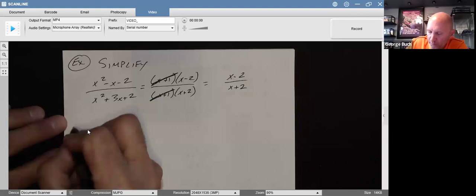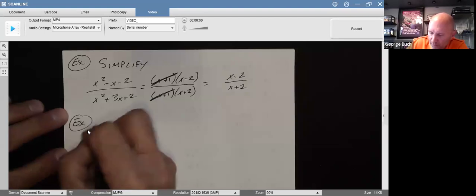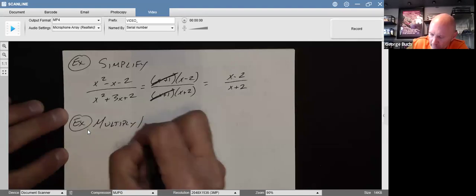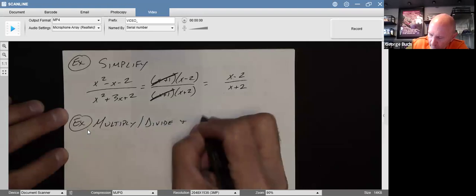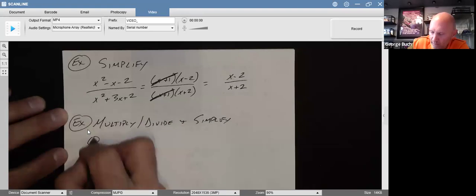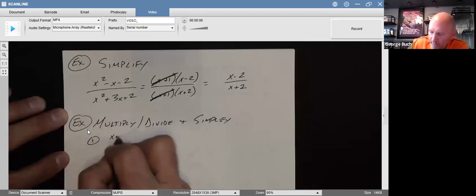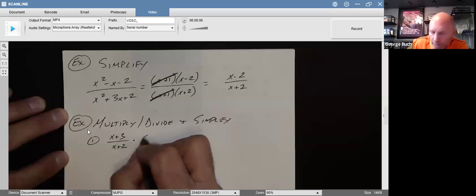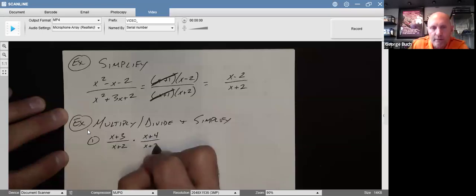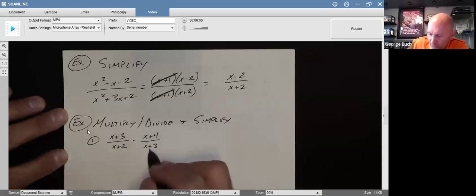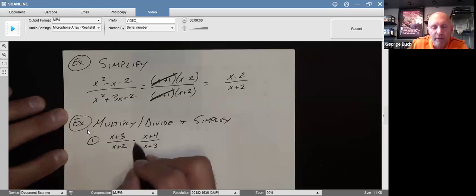What if we want to multiply or divide and then simplify? So for the first one, we have x plus 3 over x plus 2 times x plus 4 over x plus 3. So this one, yeah, it's a very simple example, but first of all, it has to be multiplication if I'm going to be canceling anything.